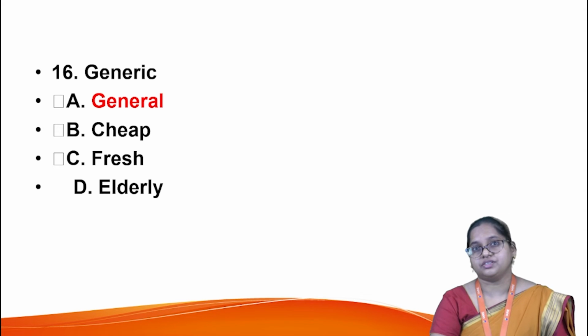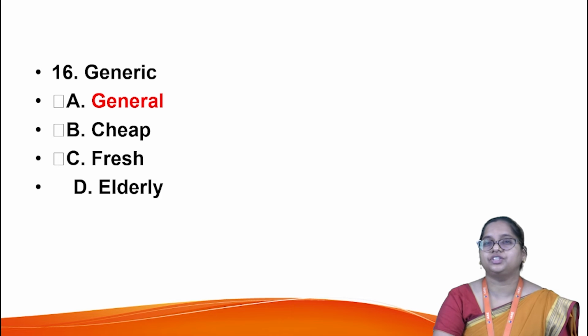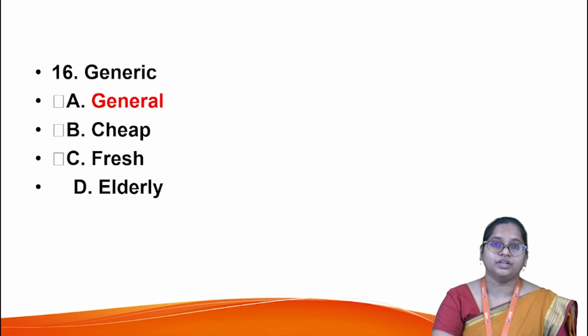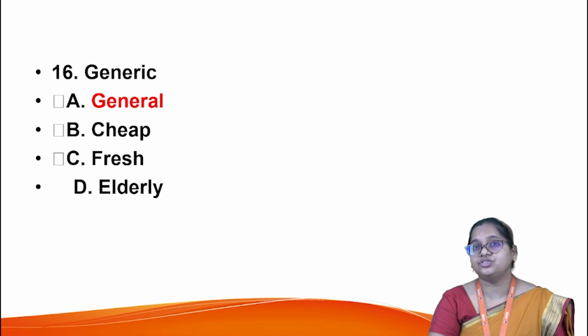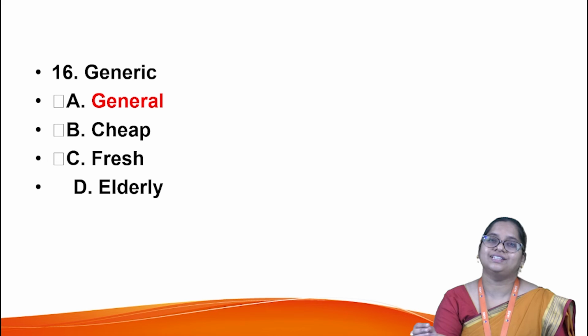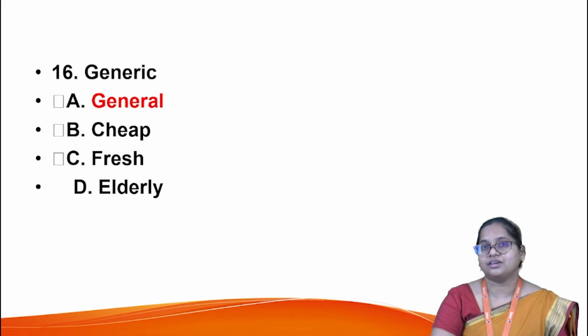Generic, we say, like generic medicines. Options: general, cheap, fresh, and elderly. Cheap is a very low thing. Fresh is being fresh. Elderly is a person who is older and mature in age. Whereas generic means general. Generic medicines are sold in general, having commonality among various sources. That's the sense of it.